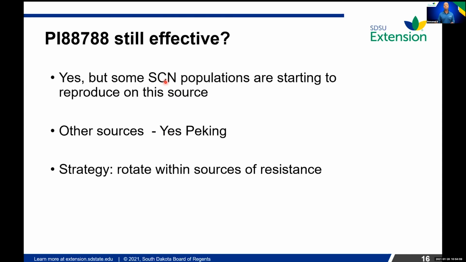but over time, SCN populations are learning or have adapted and are able to reproduce on this source. So it's not really sustainable to keep using the same source. We need to be thinking of rotating different sources of resistance. We now have a few coming on that have Peking as a source of resistance, and also other PI lines that are being incorporated in soybean varieties. So if you have SCN and you have high numbers, think of rotating away from PI 88788 to make sure that this population of nematode is not adapting and reproducing on this one source of resistance.